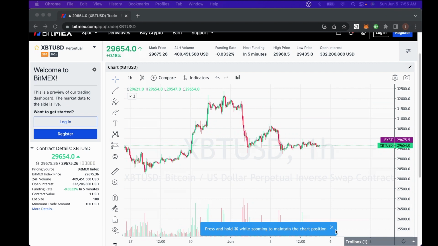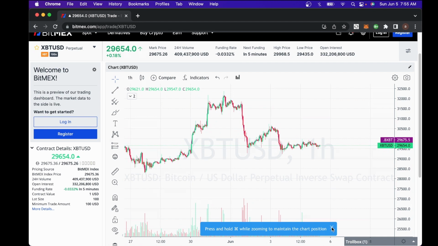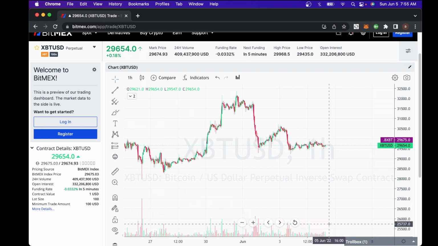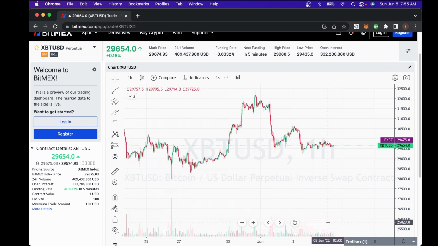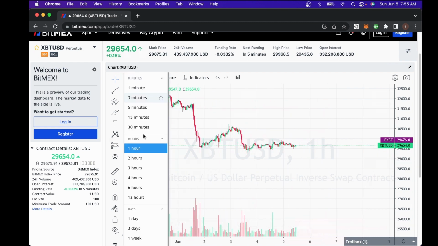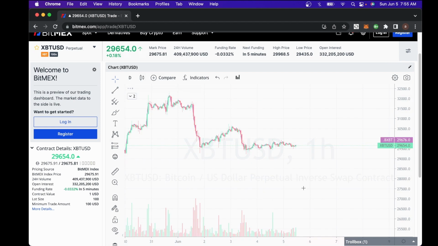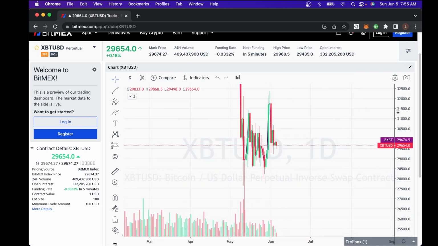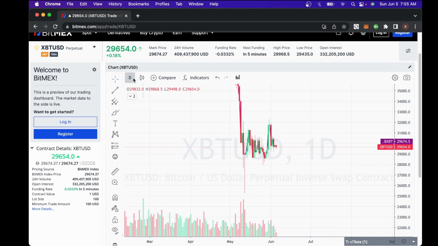I am actually going to start with a fresh chart and show you exactly how I'm using my indicators and what indicators I'm using so you can follow along. I'm actually going to start this chart off on a daily so we can see a little bit more. Actually, let's go right to a weekly. Let's go to a weekly.